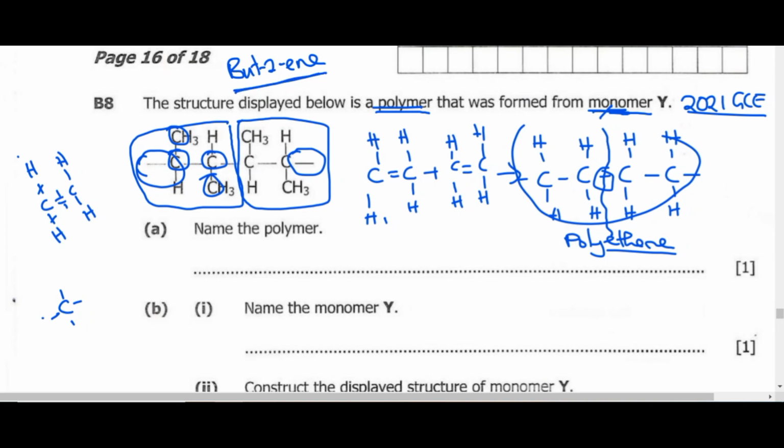now when we say a polymer, we add poly before butane. So in this case, we have polybutane. And then what else? Name the monomer. We've identified the monomer. So the monomer is butane.